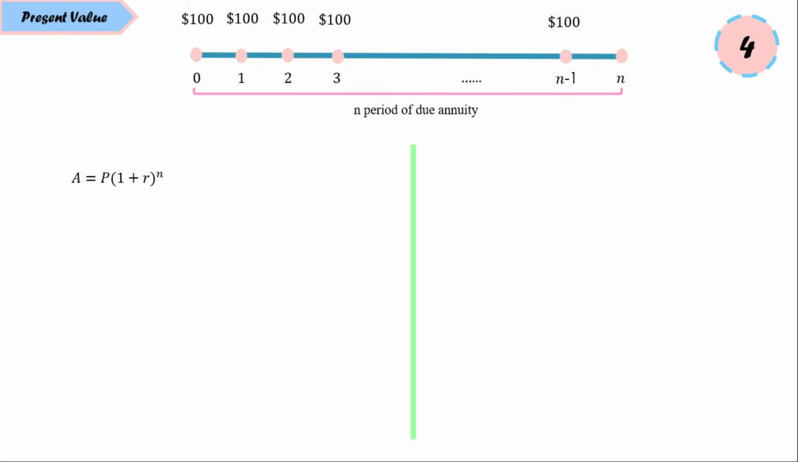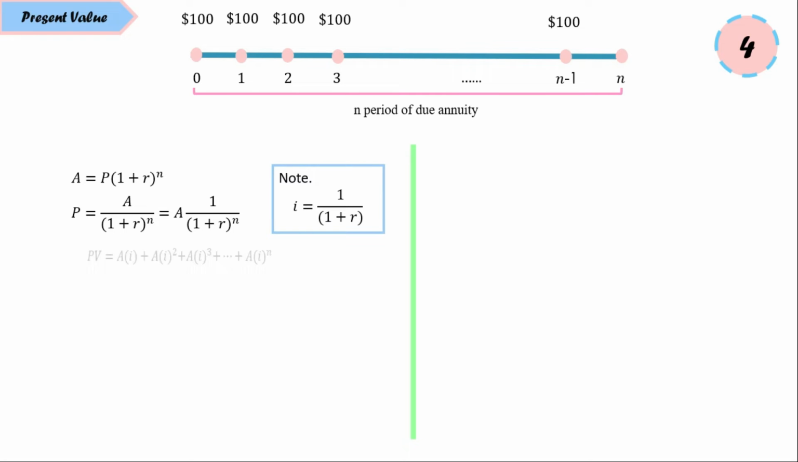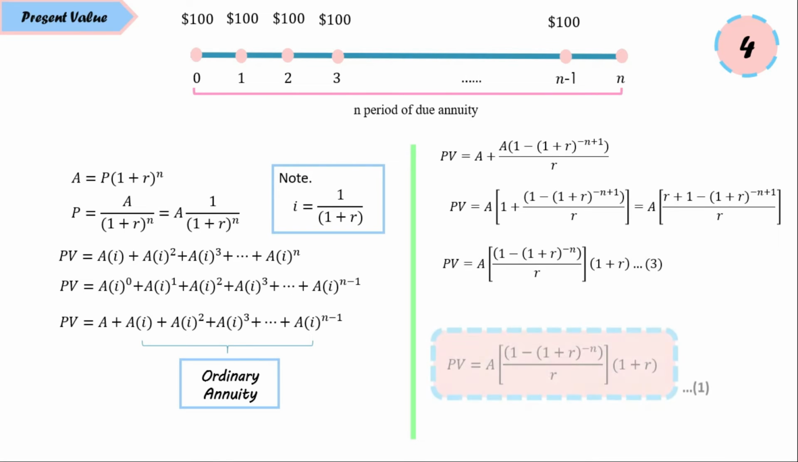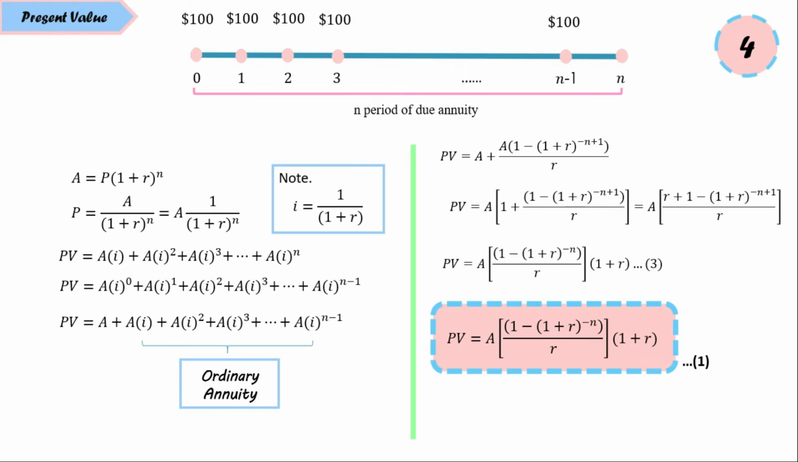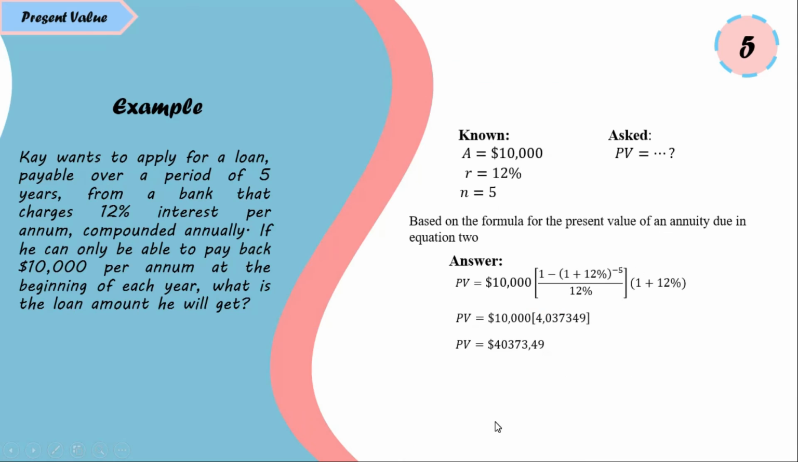We can get A equals P times (1 plus R) to the power n, and we can get the formula of the present value of annuity due is equal to A times (1 minus (1 plus R) to the power minus n) divided by R times (1 plus R). This is the first equation of annuity due.